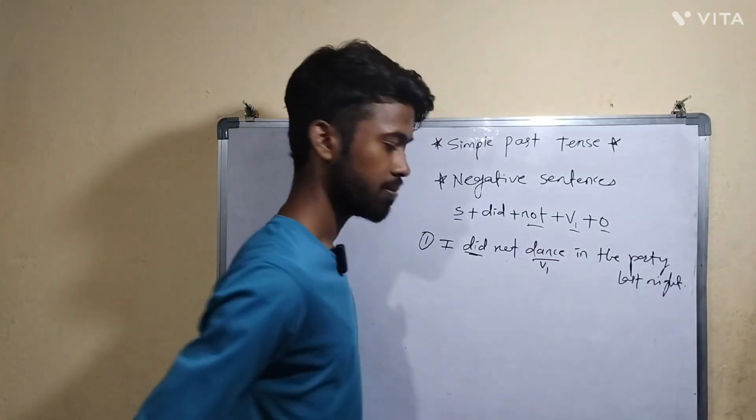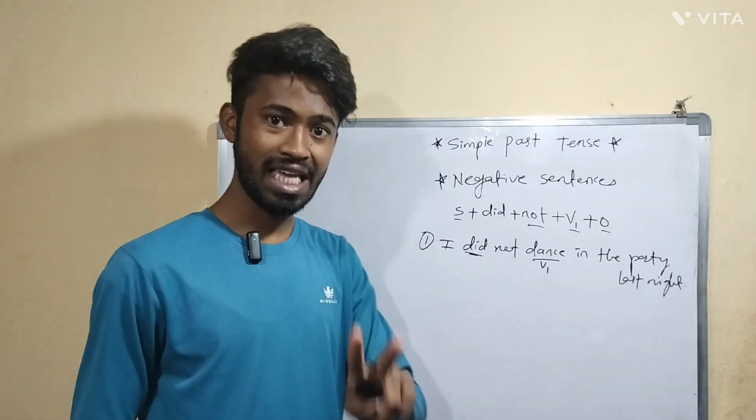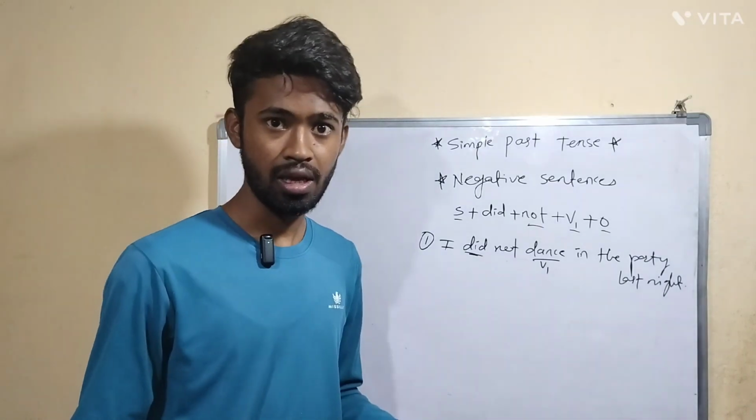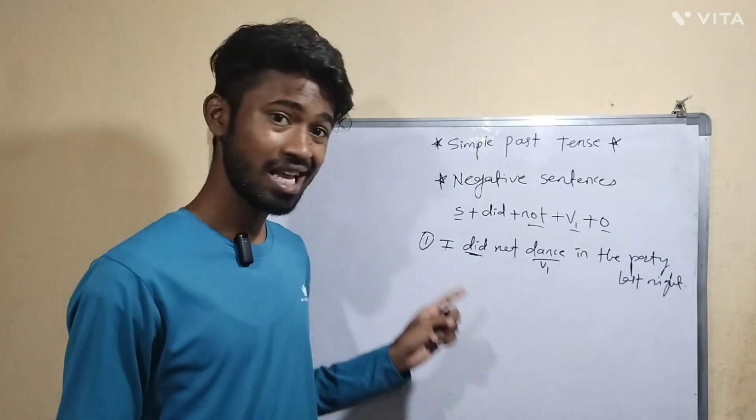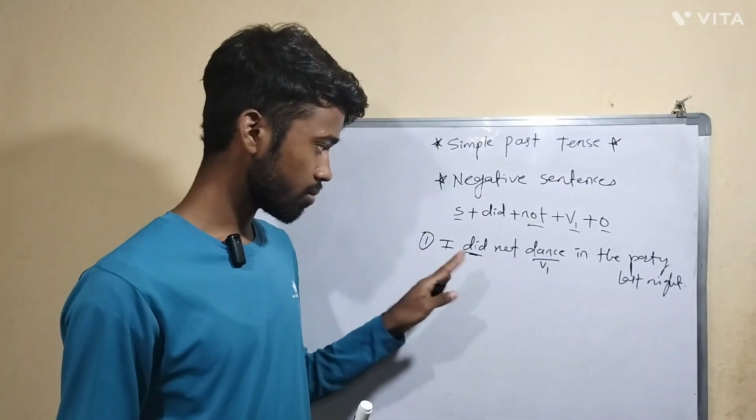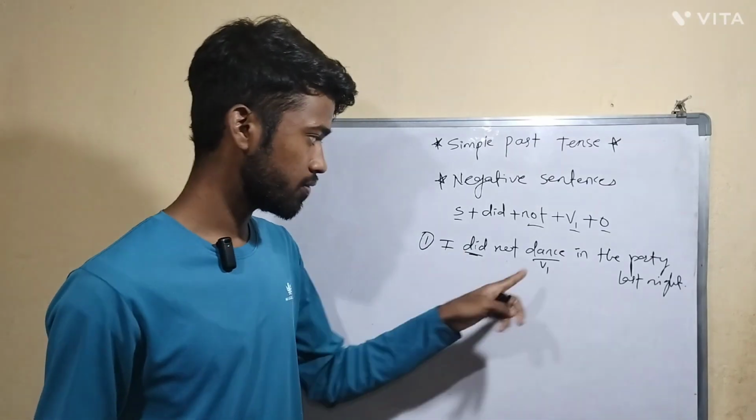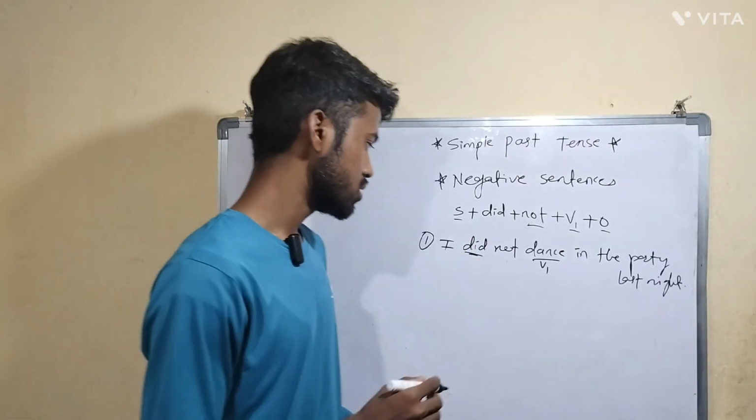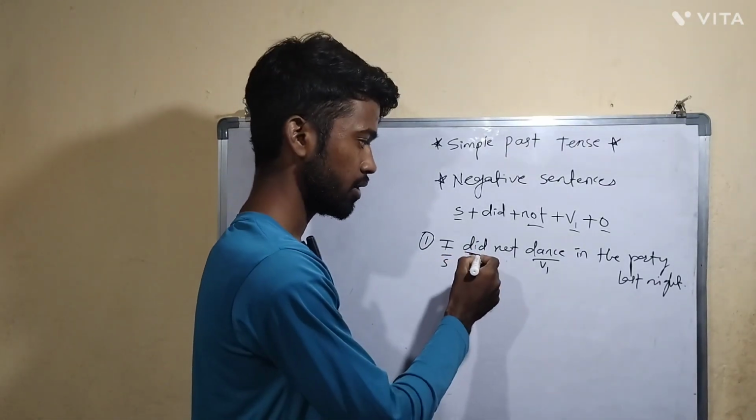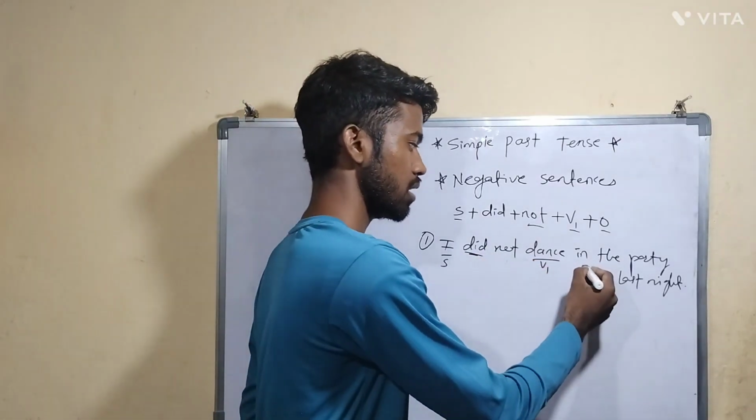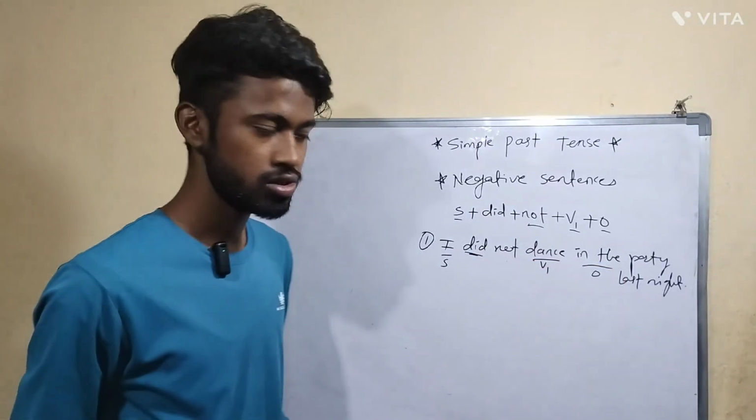This is very important. In positive sentences, it is the second form because did is not there in positive sentences. But in negative and interrogative, did is there. That's the reason we have to use the first form of verb. So this is subject, this is helping verb, this is first form of verb, and the remaining part is object. Okay, this is the first example.